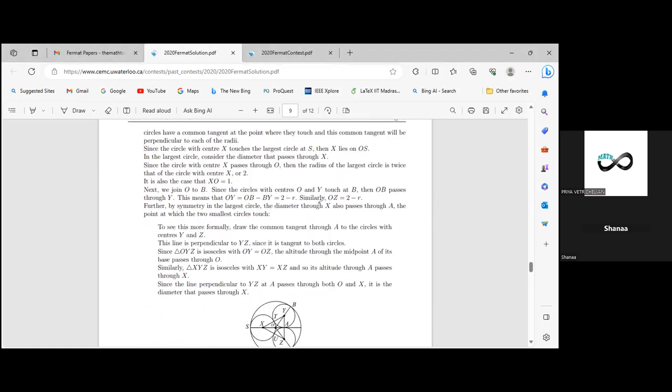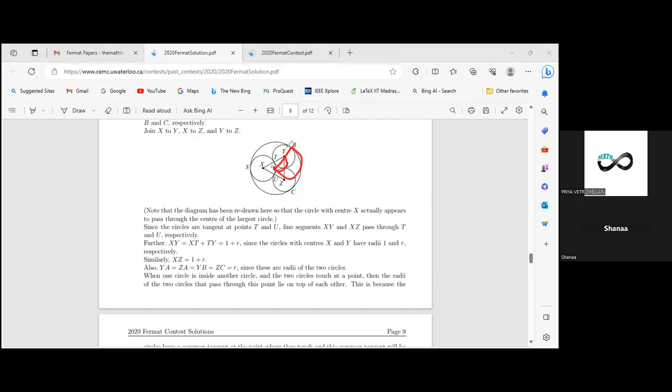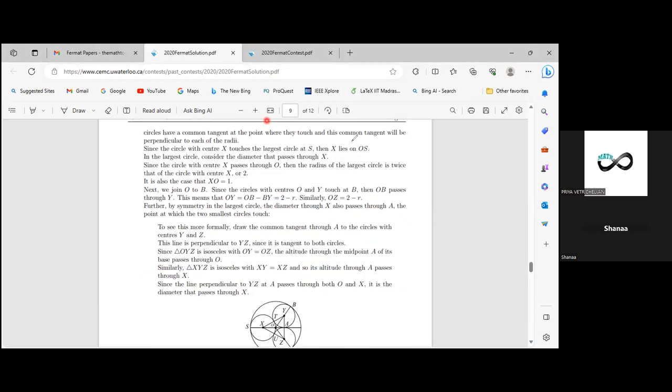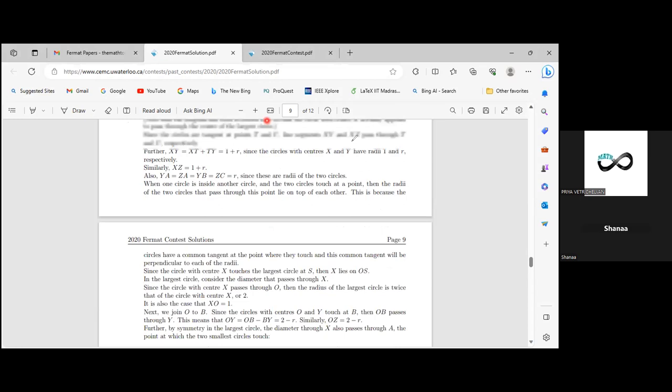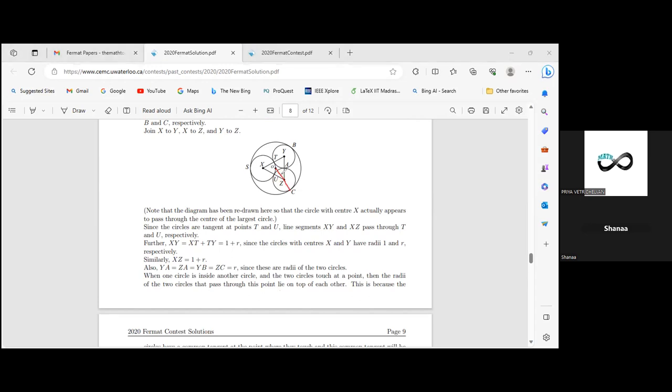Okay, see how they are finding the other values. They are rewriting OY as OB minus BY. From the center, OY is OB minus BY, clear? So that would be 2 minus r. The same thing applies to OZ as well. For OZ, you just connect OC. To calculate it, you subtract ZC from OC. OC we are aware is 2, 1 plus 1, and ZC is r, so it's just 2 minus r. Is it clear? Yeah.